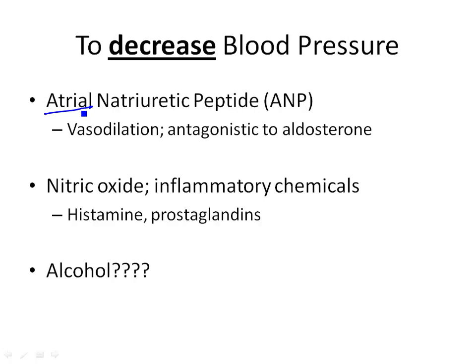ANP has two actions as well. Vasodilation. To dilate means to make bigger. So when you make that vessel bigger, the pressure within decreases. You're not changing the volume, you're changing the size of the tube, okay? It's also antagonistic to aldosterone. Aldosterone, right? Just talked about that. ANP causes us to retain potassium. Now, if we're retaining potassium, we are excreting sodium.